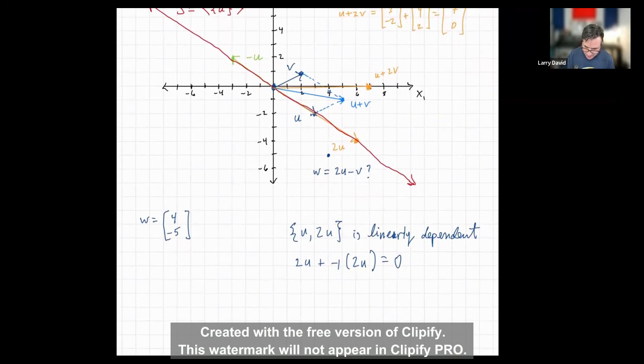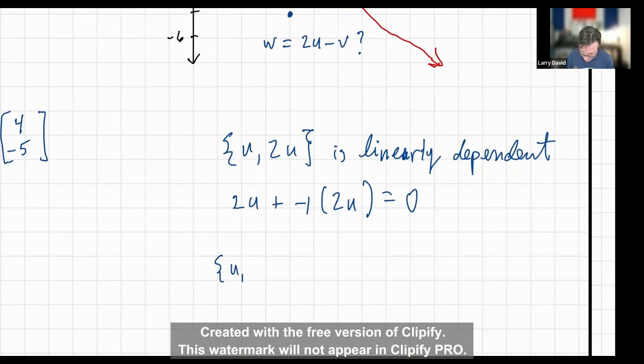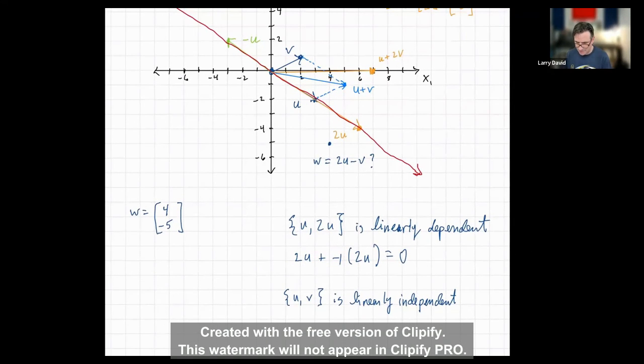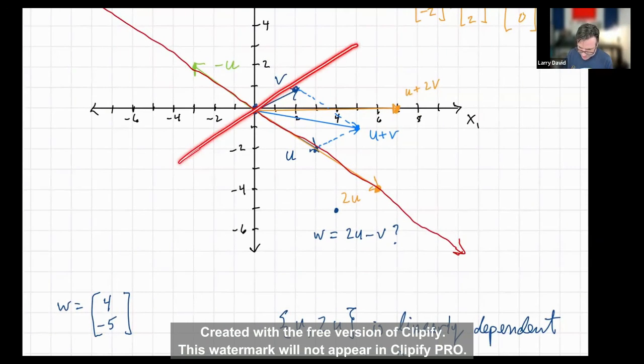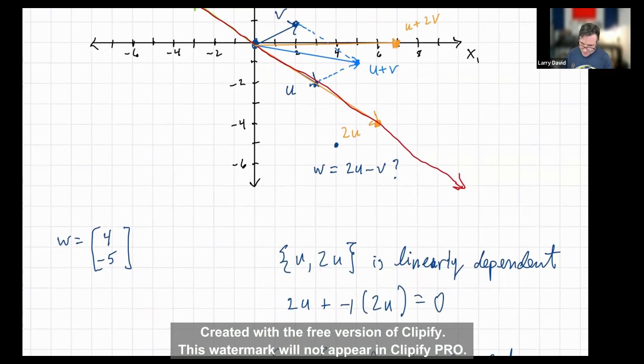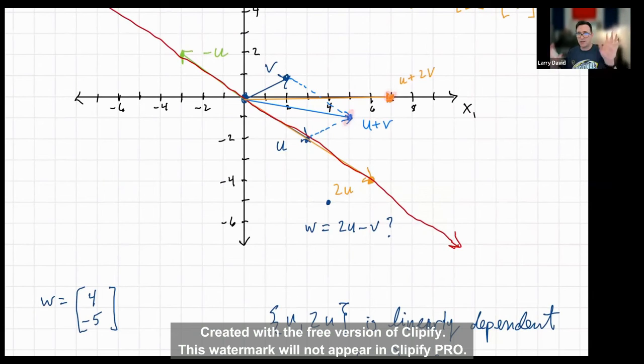If we look at the set u, v, however, that's linearly independent because these 2 points are not on the same line through the origin. In other words, here's the line that passes through v and the origin, here's the line that passes through u and the origin, and they're not the same line. And moreover, I can make any point in the plane with a linear combination of these 2 points. However, with these 2 points, I can only make points that are on this line. I can't make other points that are off the line. I can't get there if I can only move forwards or backwards along this line on u. I can't get anything off the line.